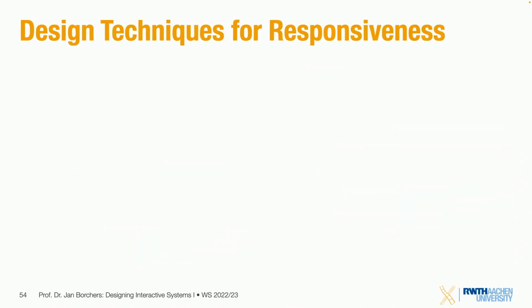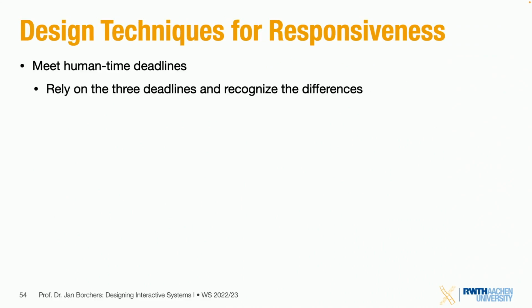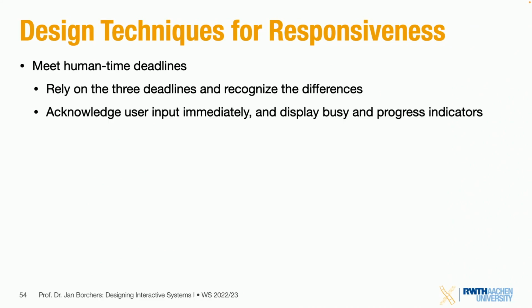So how can we design for this? Well, the first thing is you want to meet these human time deadlines. You understand the differences between these three deadlines, and you rely on making sure that these are being met. That means acknowledging user input immediately. That's the inverted button. And busy or progress indicators popping up after 1 second at the latest.